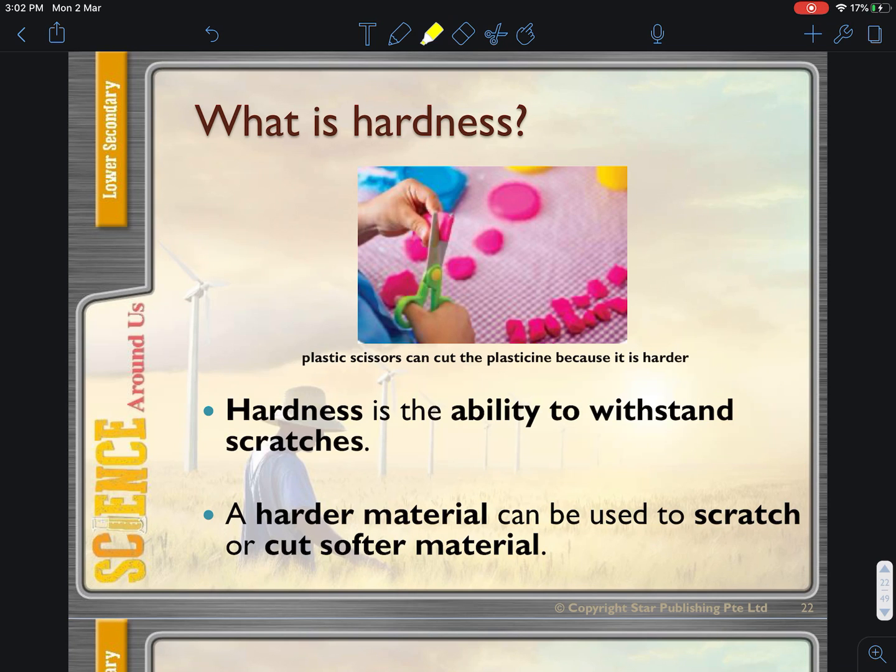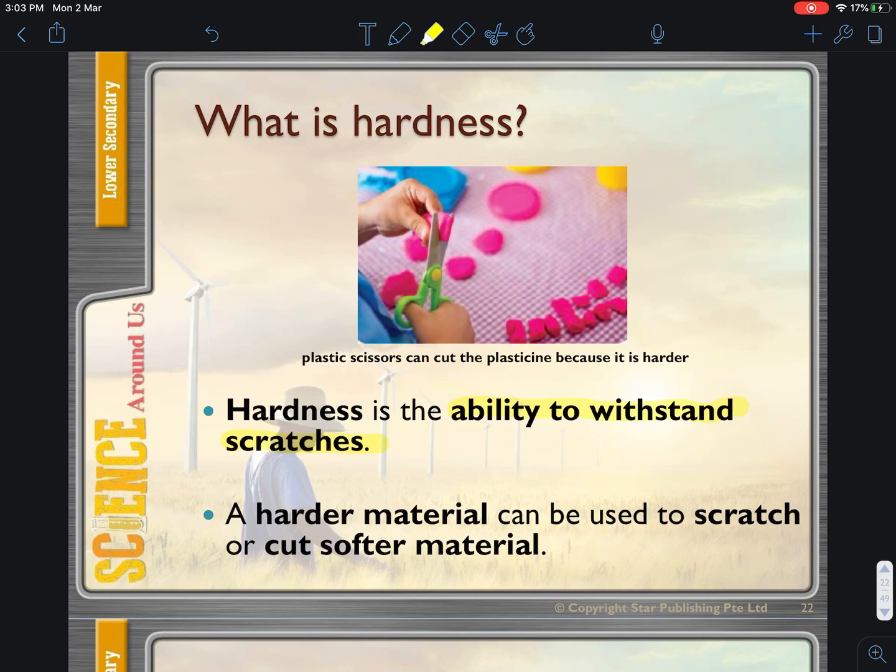Hardness is the ability to withstand scratches. The highlighted area is actually the keywords that you should be using for your examinations. Now, ability to withstand scratches, meaning that if let's say you use another material to scratch it or to move against the surface along the material, is there a mark? Okay, for example, when you use your keys and you pull it along your handphone screen, do you see any marks along it?